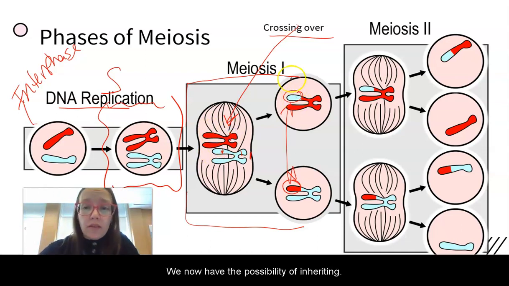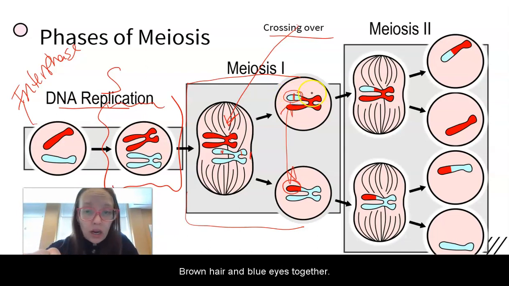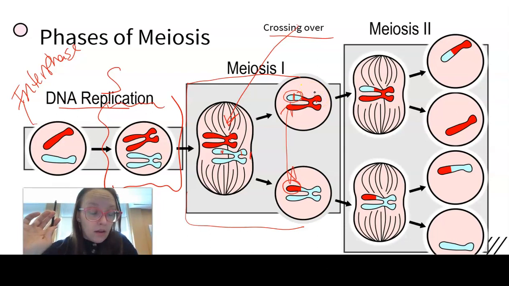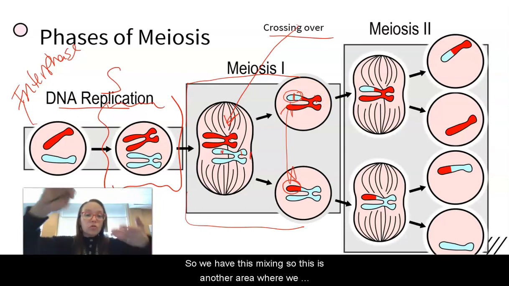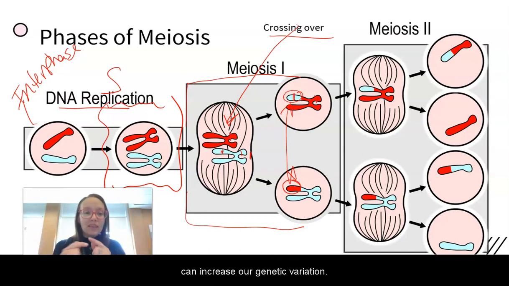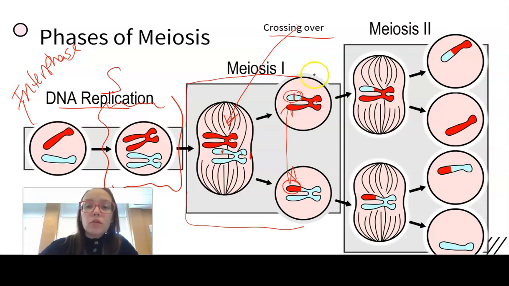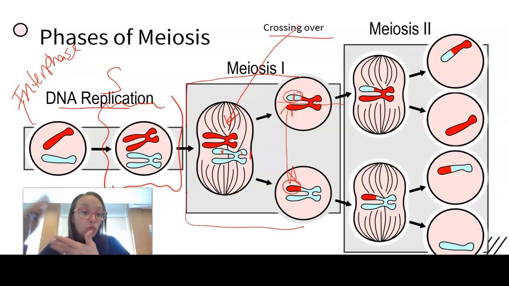So we now have the possibility of inheriting brown hair and blue eyes together, or brown eyes and blonde hair. So we have this mixing. So this is another area where we can increase our genetic variation. So this is still making a diploid cell, because ultimately this will divide and I'll have two.